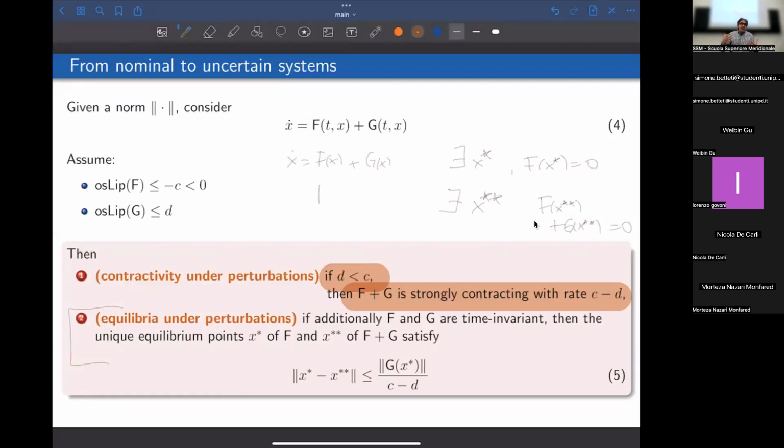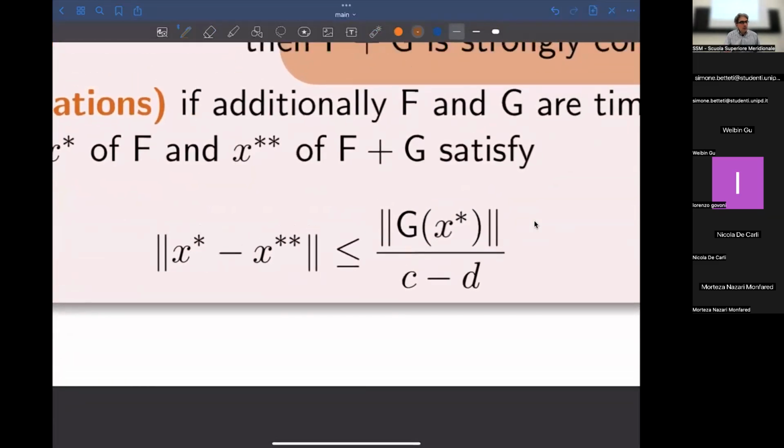Now, the real system has more dynamics. There's more stuff that I don't know. If I knew it, I could analyze it, but I don't know how to analyze it. Or maybe it's not contracting, so I'm just going to upper bound it in some sense. Provided G is less than C, so if the disturbance is less than the contraction, then the equilibrium point will move. It moves from x star to x double star. How much does it move? How far can you go?